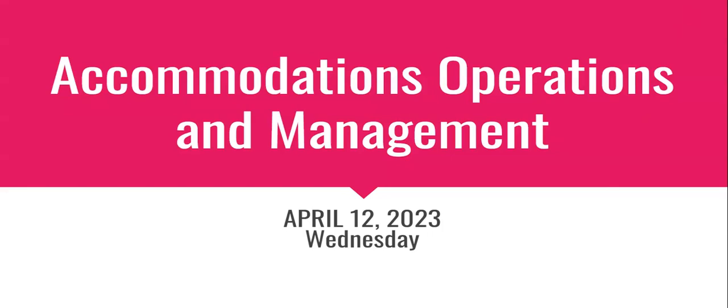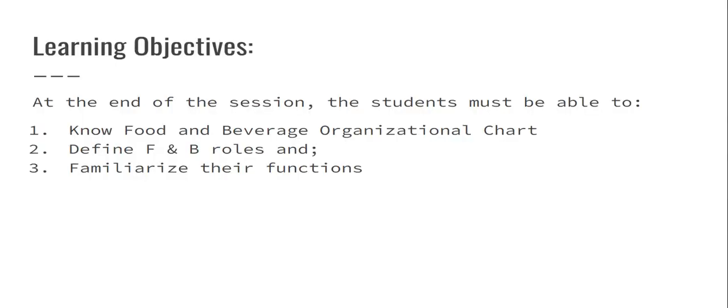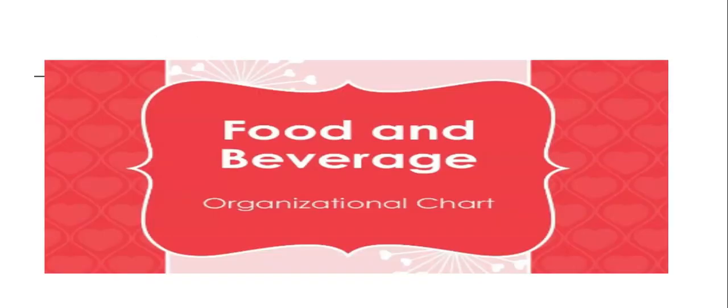So since we are already done with the front office department, now we will jump to the F&B or the food and beverage department. So our learning objectives is, at the end of the session, the students must be able to, number one, know the food and beverage organizational chart, defining F&B roles, and to familiarize their functions. So let's start with the food and beverage organizational chart.